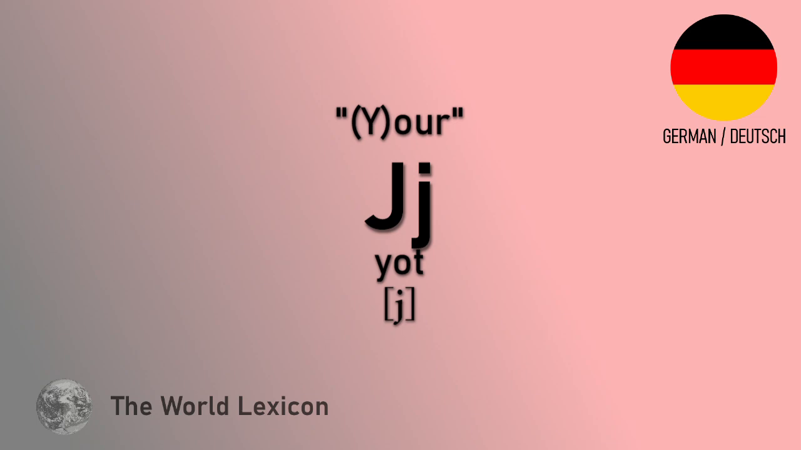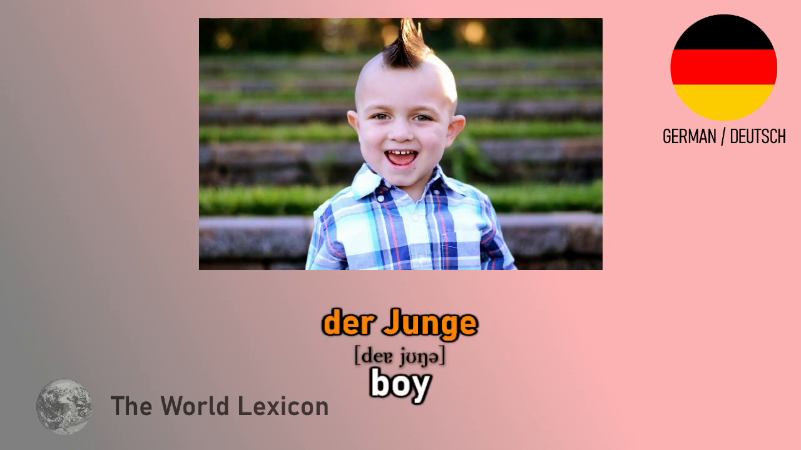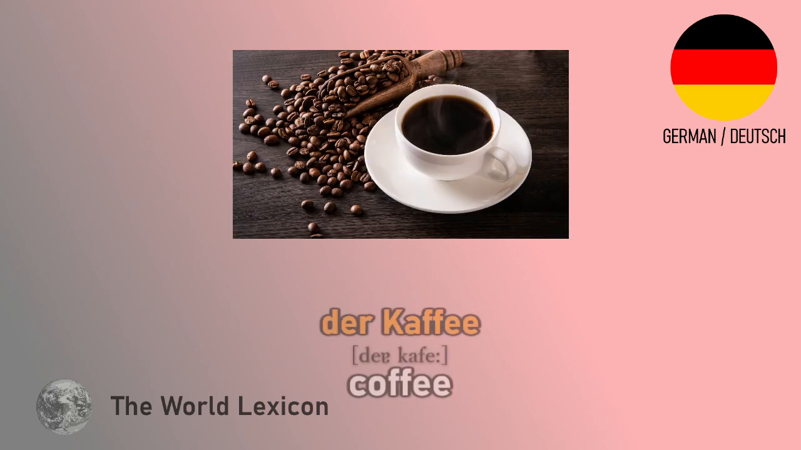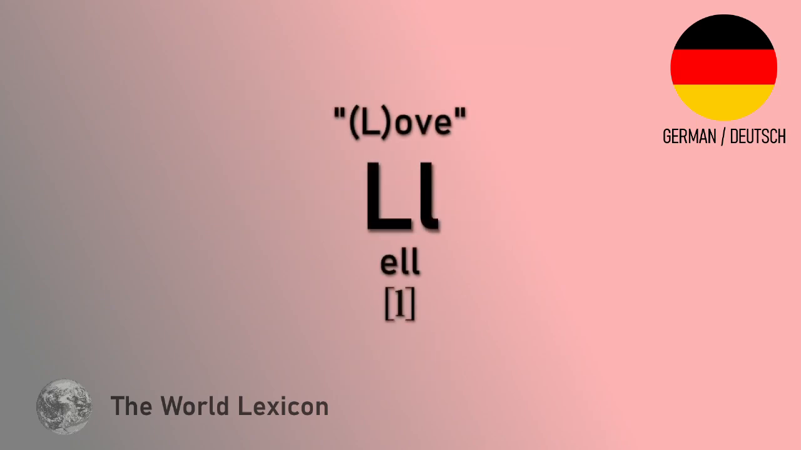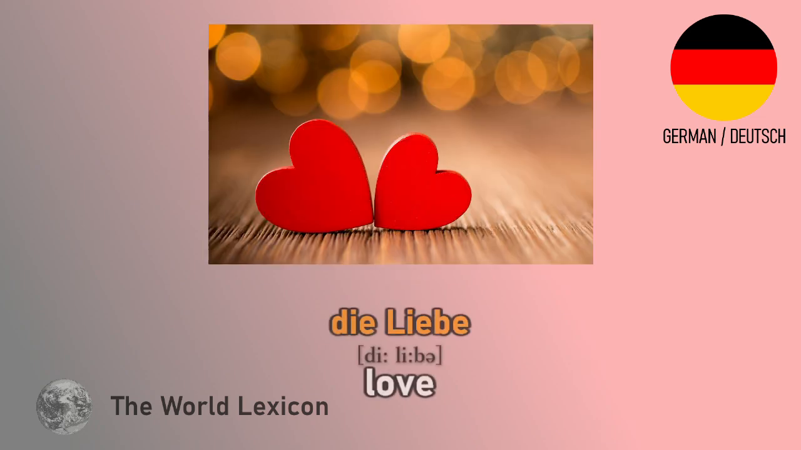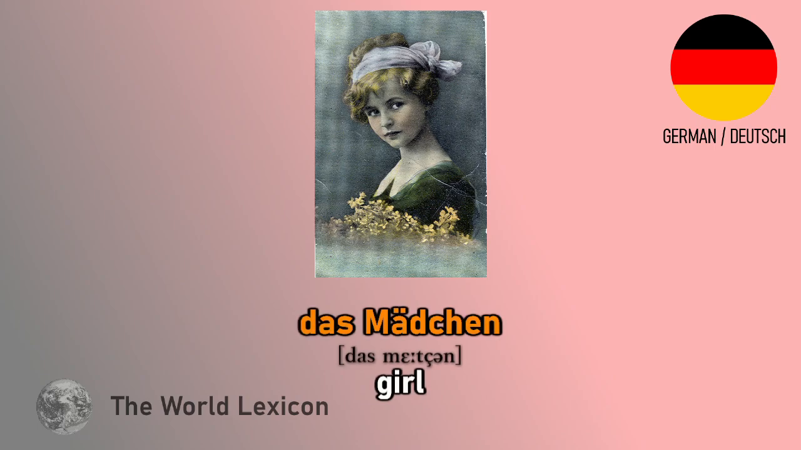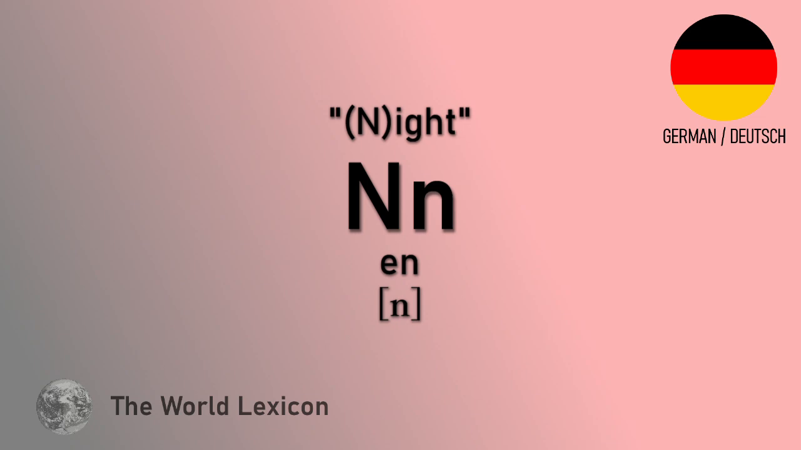This is J. It's a lot like the English Y. Der Junge. This is K. Der Kaffee. This is L. Die Liebe. This is M. Das Mädchen. This is N. Die Nacht.